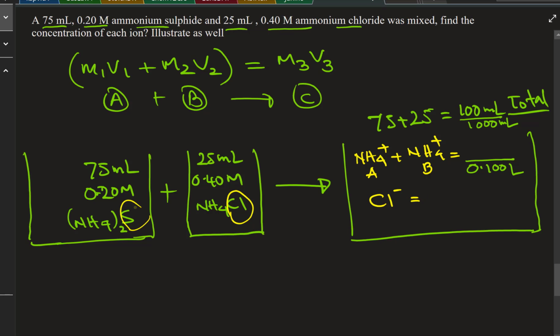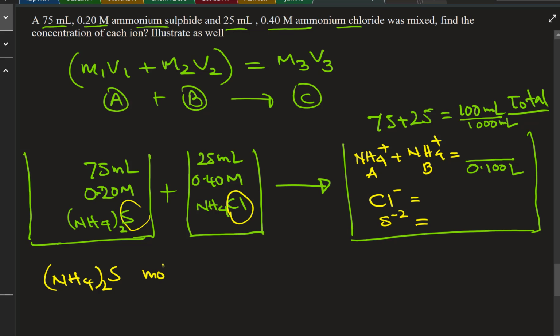And also you will have a different value for chloride moles and a different value for sulfide moles, and they also should be divided by the total volume, which is 0.1 liter. This cannot be milliliters, right? Because you are looking for the molarity.